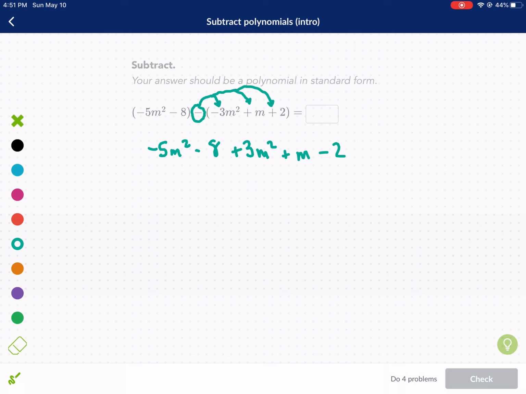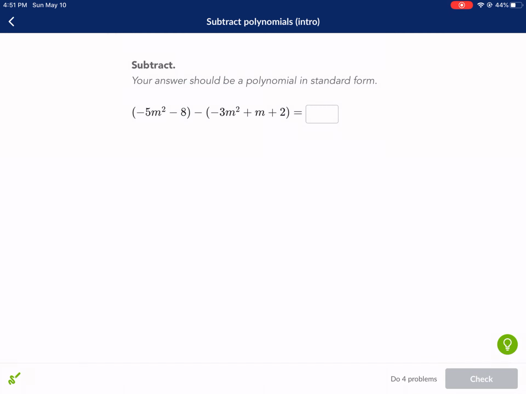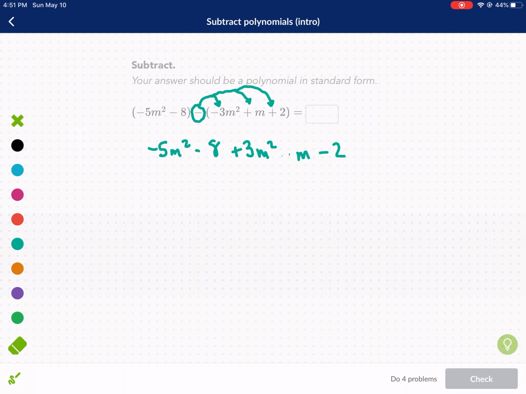plus m, and then minus 2, because it goes from a negative 3m squared to a positive 3m squared, a positive m to a minus m, and I wrote a positive m. Let me change that real quick. To a minus m, and then a positive 2 to a minus 2. So all the signs change.